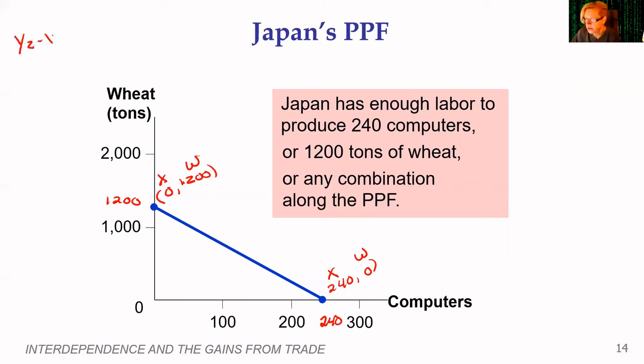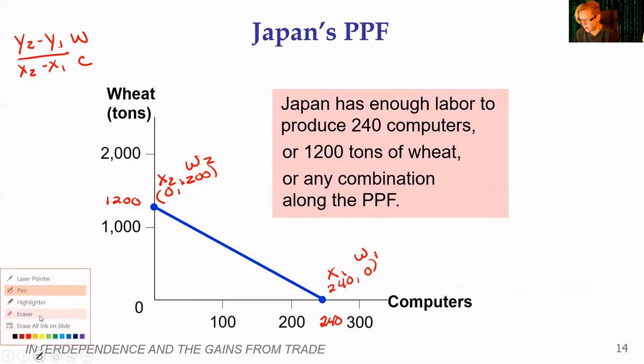So I can go ahead if I want to at this point and use the slope formula of y2 minus y1 over x2 minus x1. Remember that wheat are y's and computers are x's. So I'm going to go ahead and put the ones down here, the twos up here. Again, doesn't really matter which one you do. So y2, I put W, silly me. Let me just erase that real quick. Not W's, how about Y's?